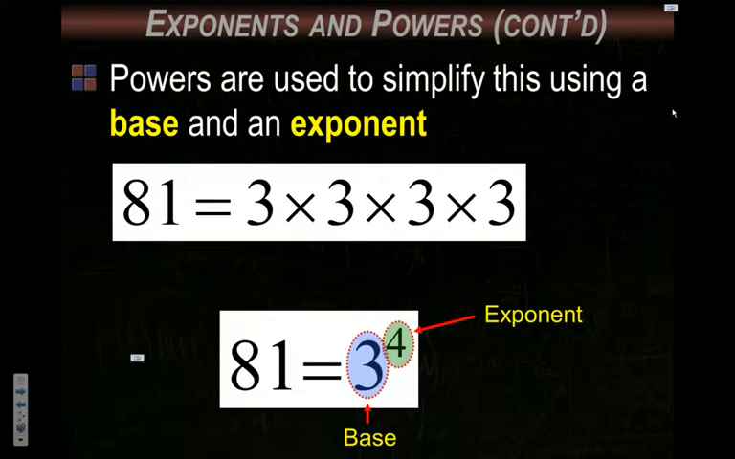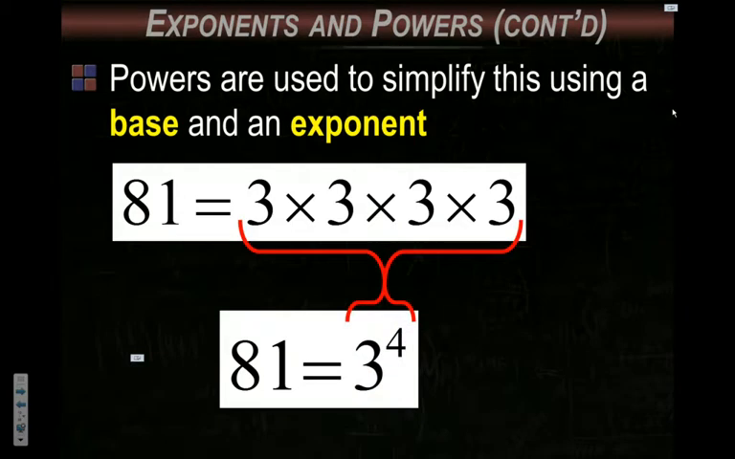Well, that's what this means, right? What this means right here is it's 3 multiplied by itself 4 times. Here's the most common mistake. When people see this, the most common thing they think is, this means 3 times 4. That's not what it means. Otherwise we would have written it that way.